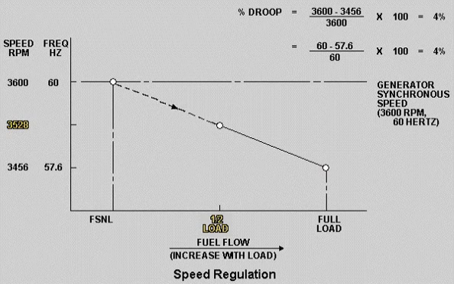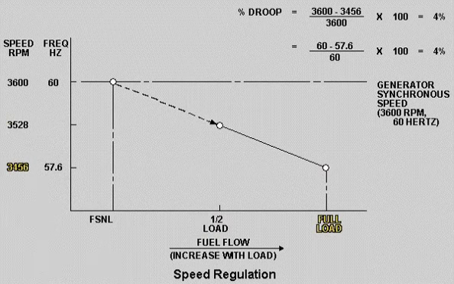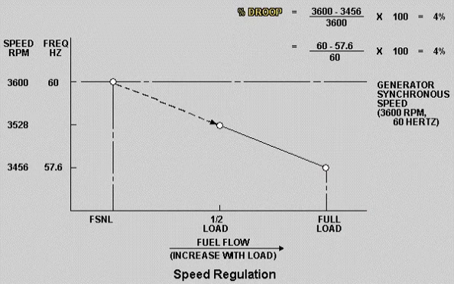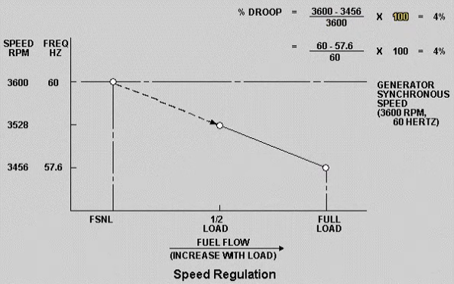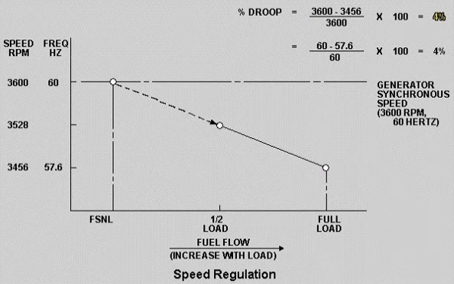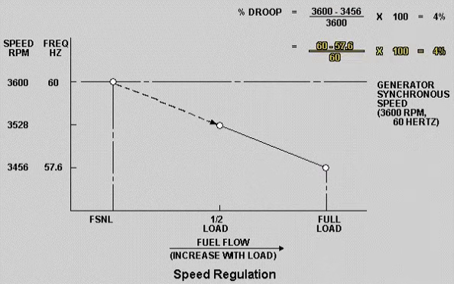The speed at half load would be 3,528 RPM, and therefore at full load the unit speed would be 3,456 RPM. As you can see, the percent droop is the speed change, or 3,600 minus 3,456, divided by the rated speed of 3,600, all multiplied by 100. In this example, this equals 4% droop. You can also see the formula in terms of frequency.